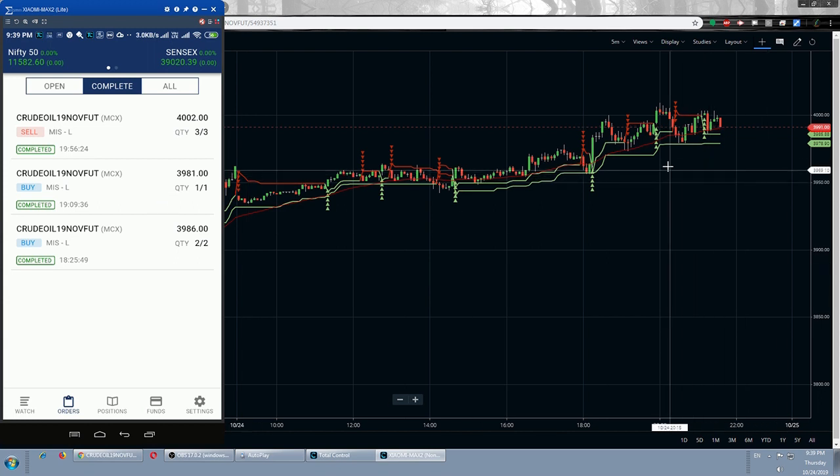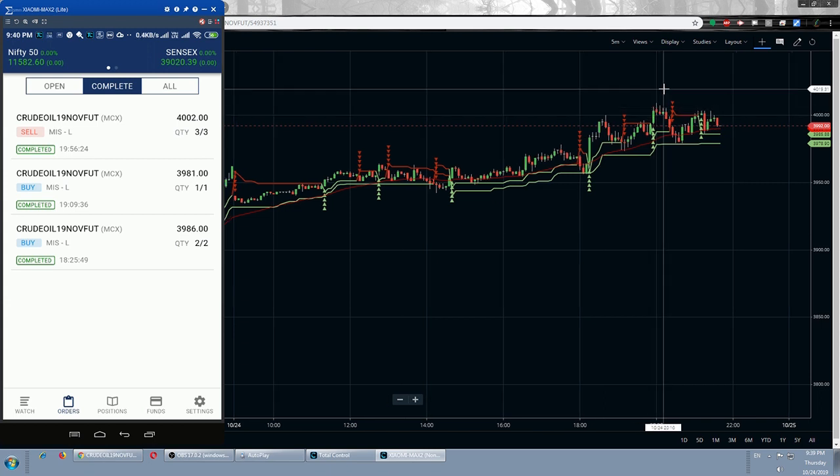Now I exited here. Let's get back to the strategy. I exited at this candle, the 1955 candle, right? 1956 means 1955. So I exited somewhere at 4002. Now, if at all I decide to stay back in this trade, let's say I decide to stay back because I expect crude oil to go up further.